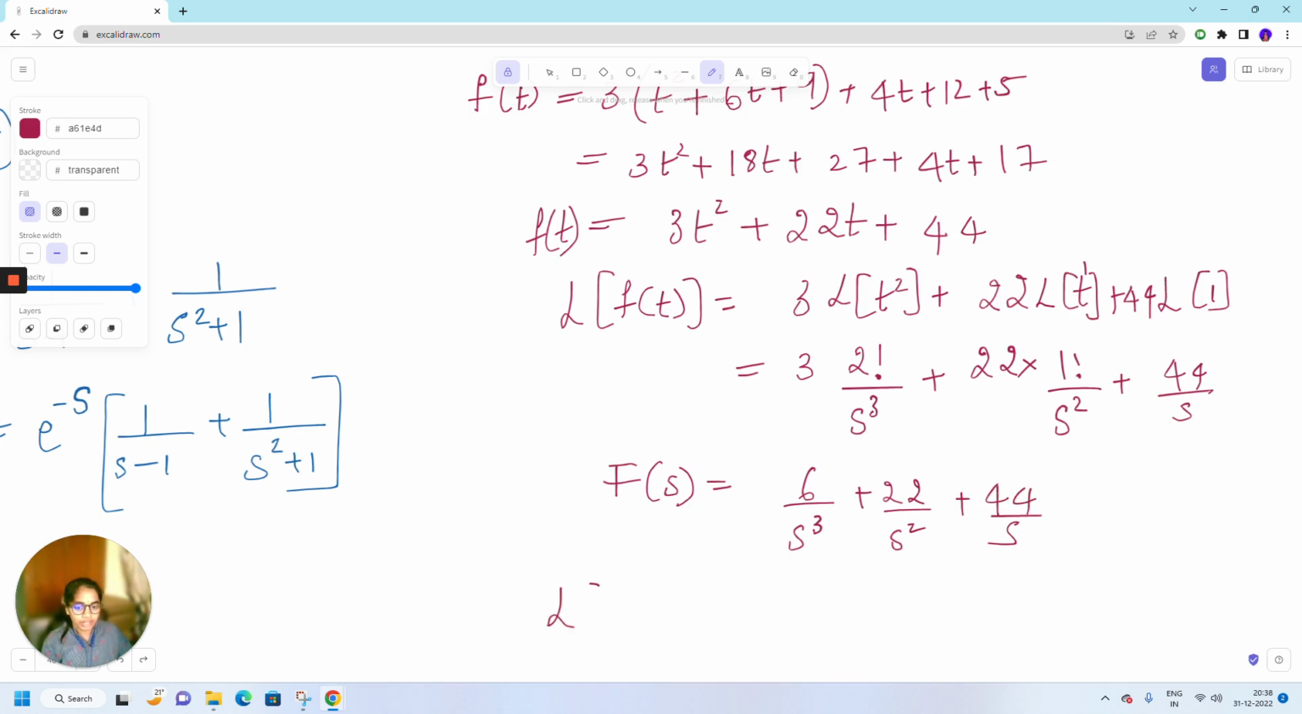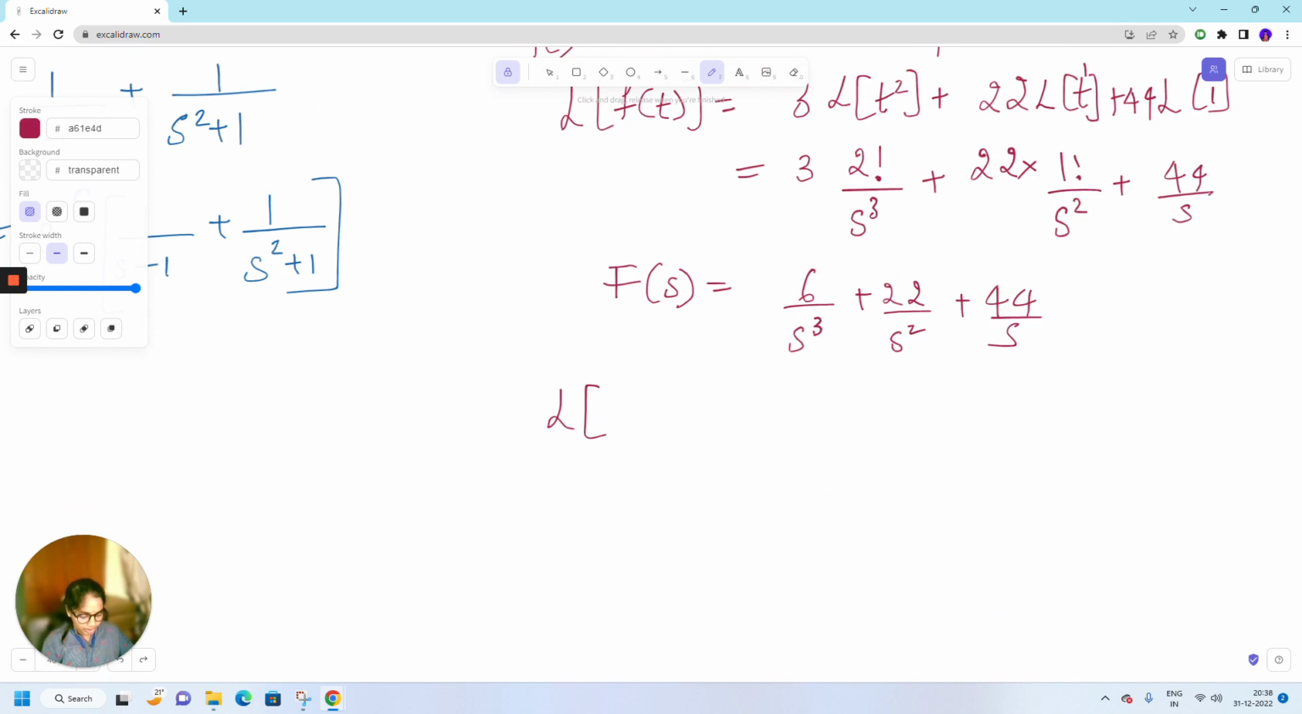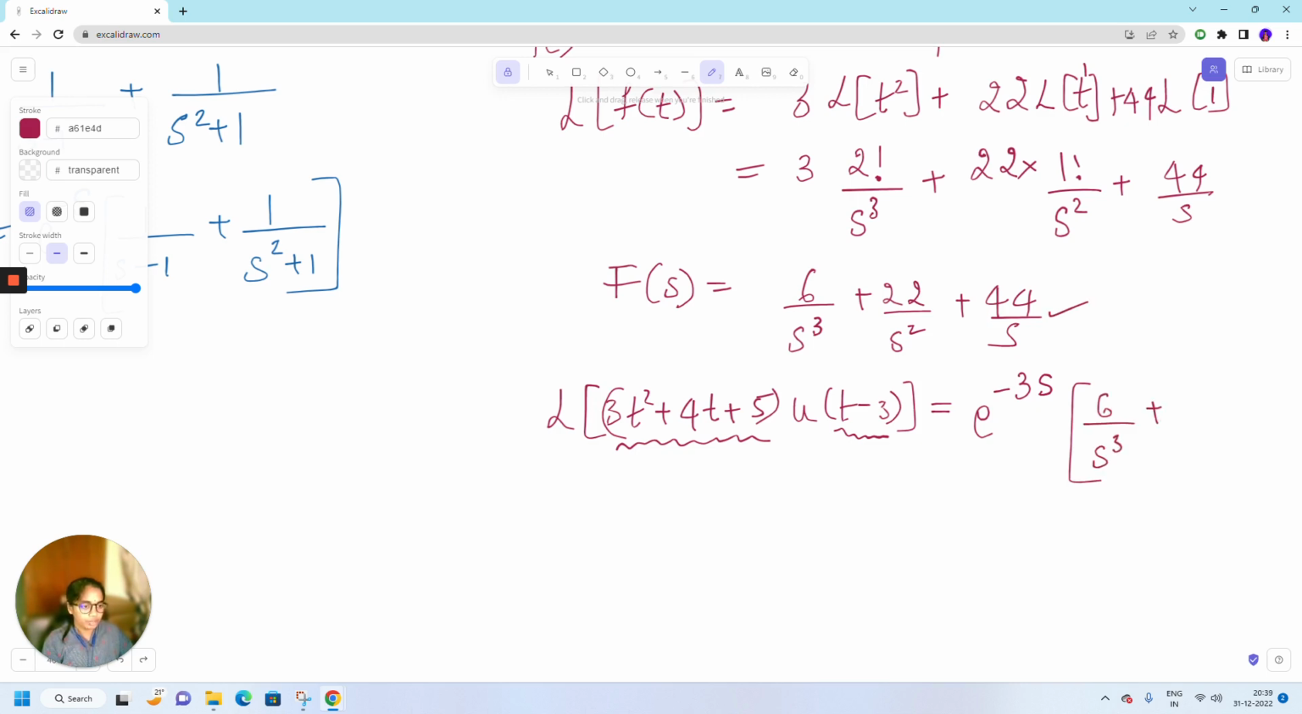What is the formula? Laplace of 3t square plus 22t plus 44 into u of t minus 3 is equal to, that is Laplace of f of t minus a into u of t minus a. The formula is e to the power minus as. In place of a, I'll substitute 3, s into f of s, whatever we've got here. That is 6 divided by s cube plus 22 divided by s square plus 44 divided by s.